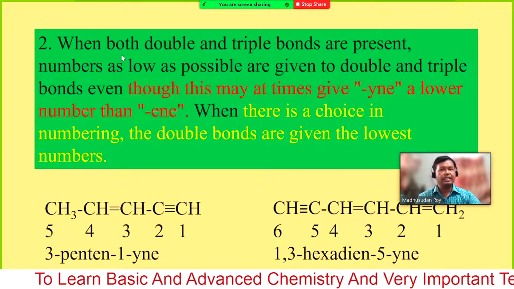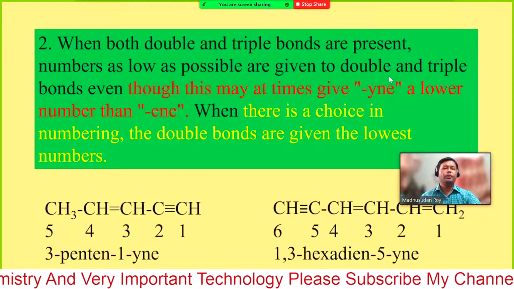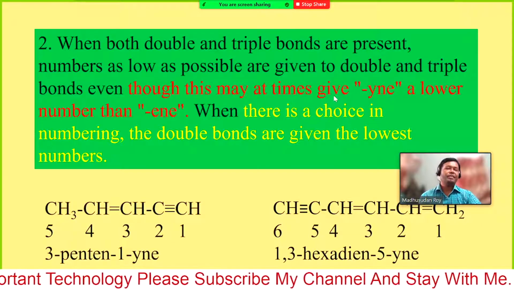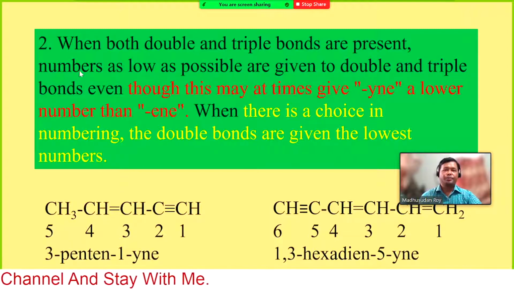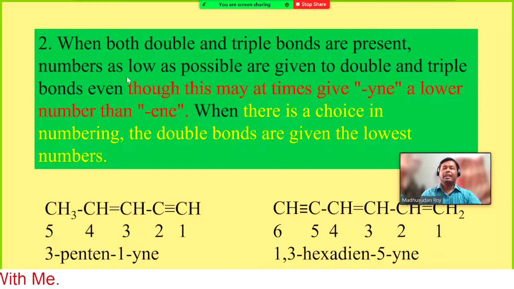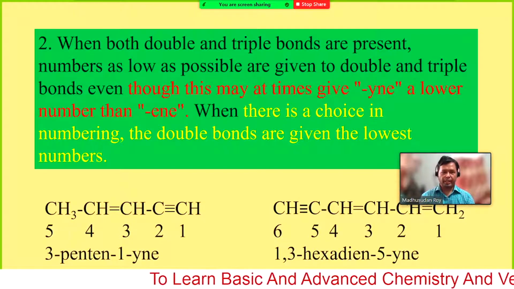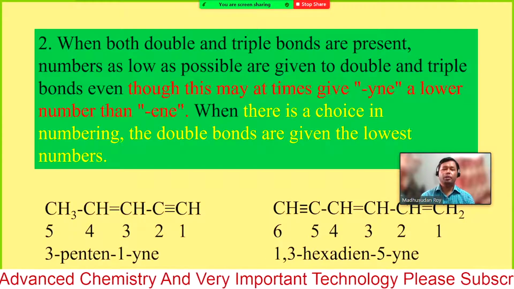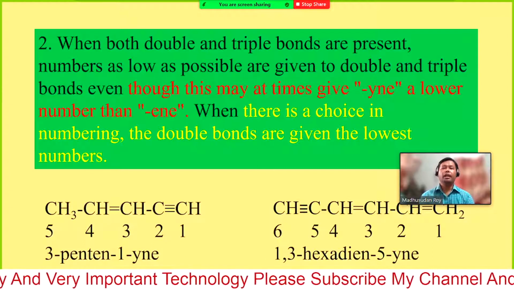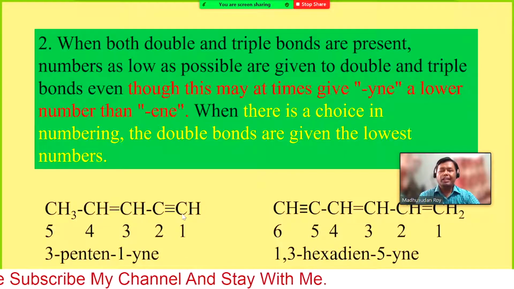So first let's see the rule. When both double and triple bonds are present, numbers as low as possible are given to double and triple bonds, even though this may at times give yne a lower number than ene. That means you need to think about the position where the double or triple bonds are, and wherever we say minimum number, you consider the summation of the position numbers of the multiple bonds.